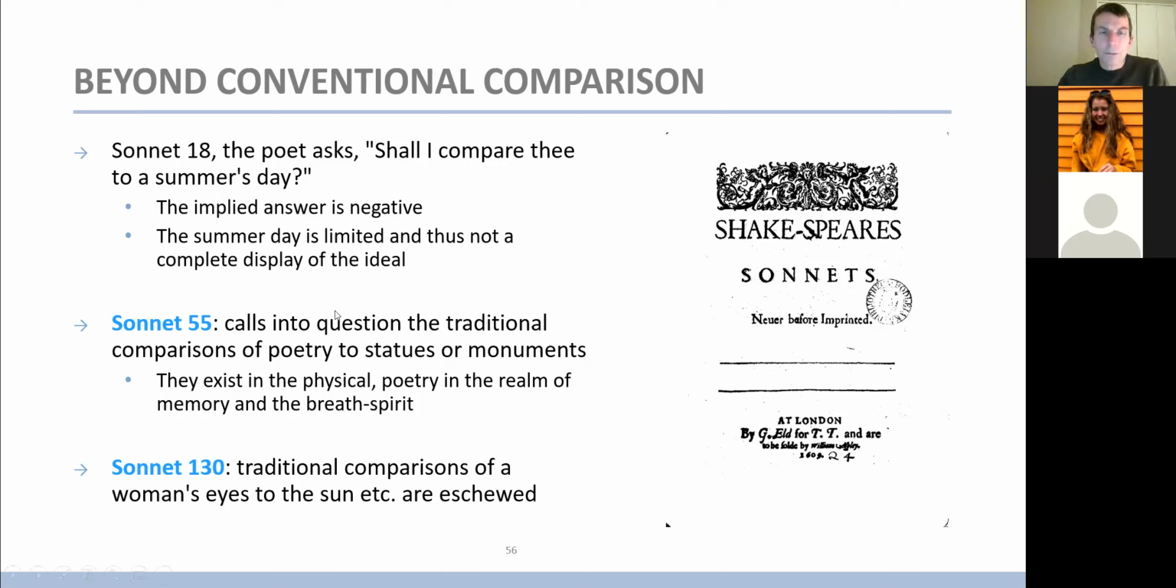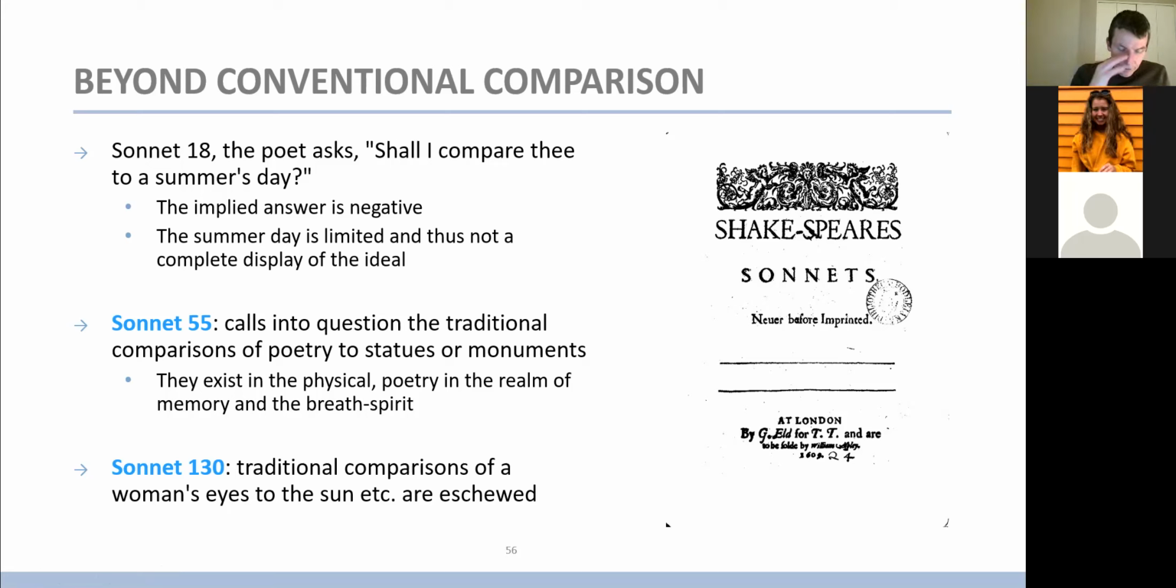Throughout, there are other examples where these traditional comparisons are thrown out. Sonnet 130, if you're interested, I really do urge you to look at. There's a long list of these conventional comparisons that the poet says, no, it's not that. The first line is, "My mistress' eyes are nothing like the sun." Other poets would say, my mistress' eyes are just like the sun, so bright. And no, it's not like that.